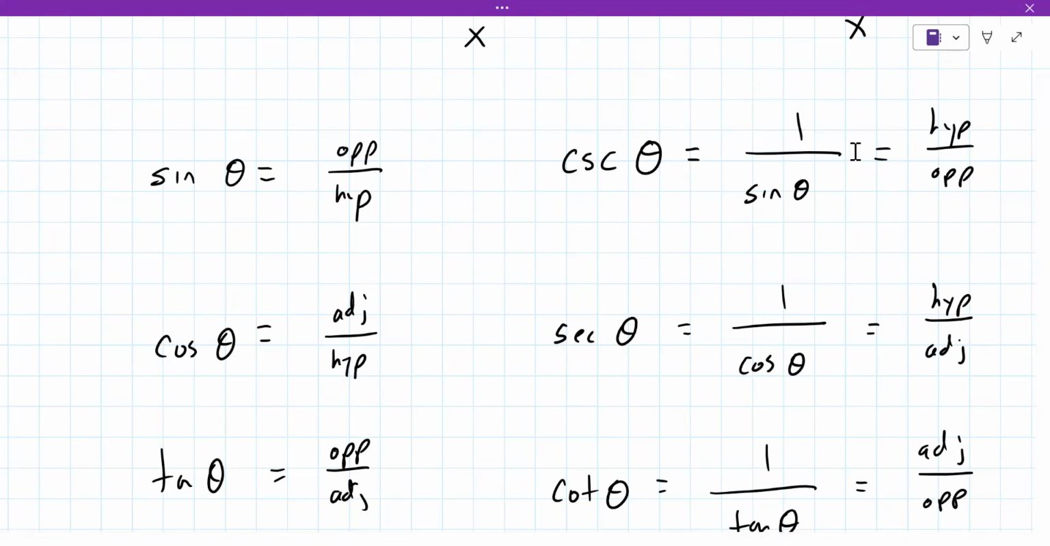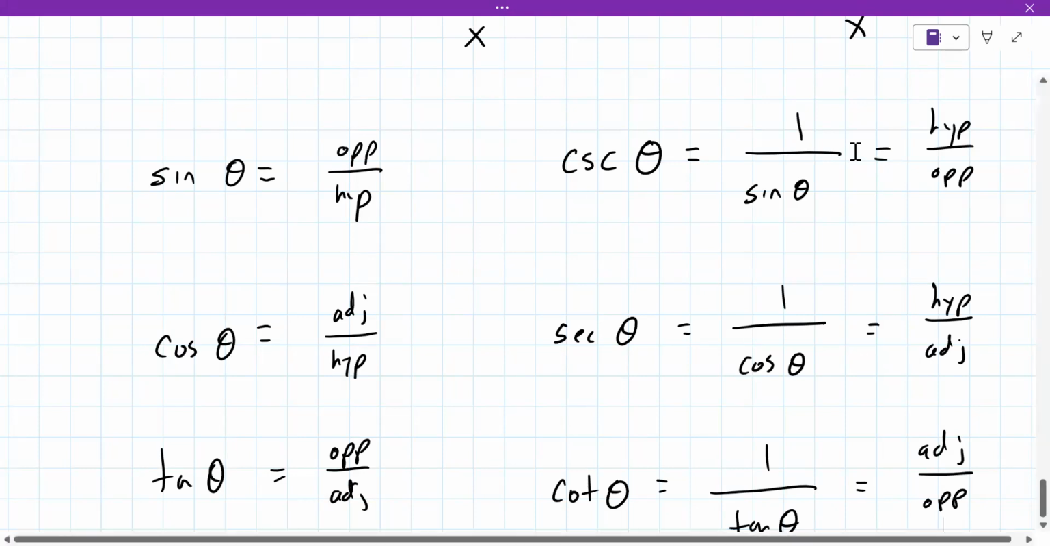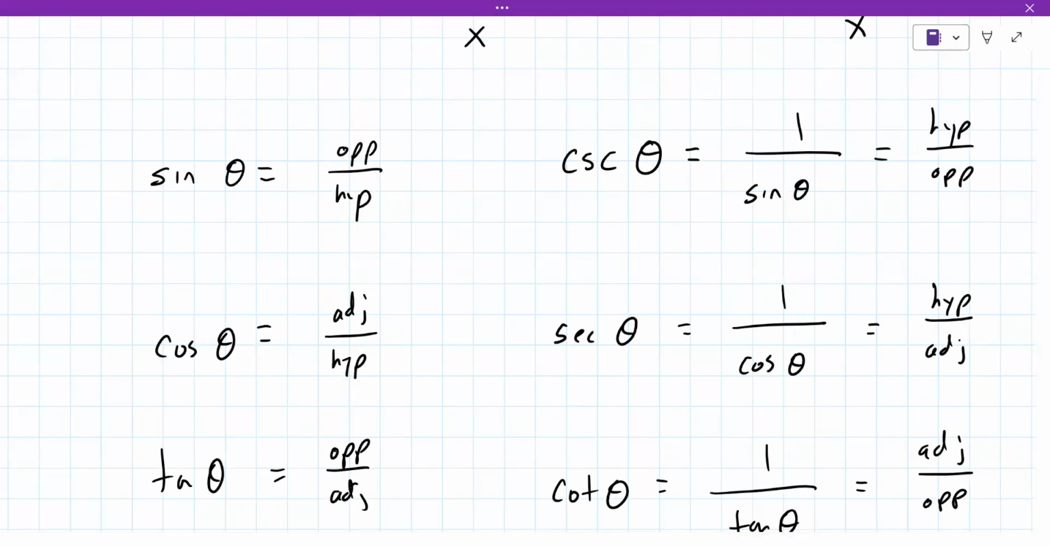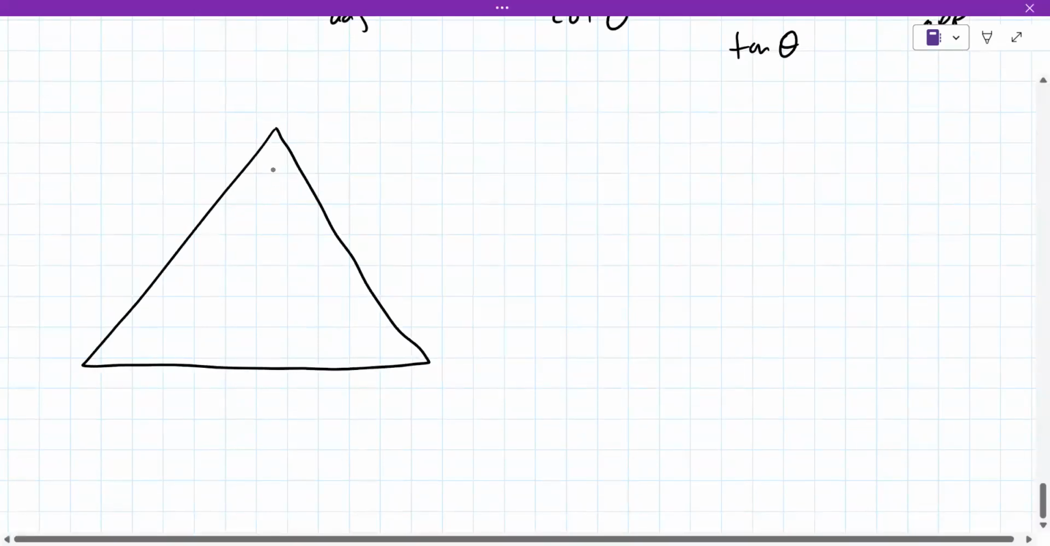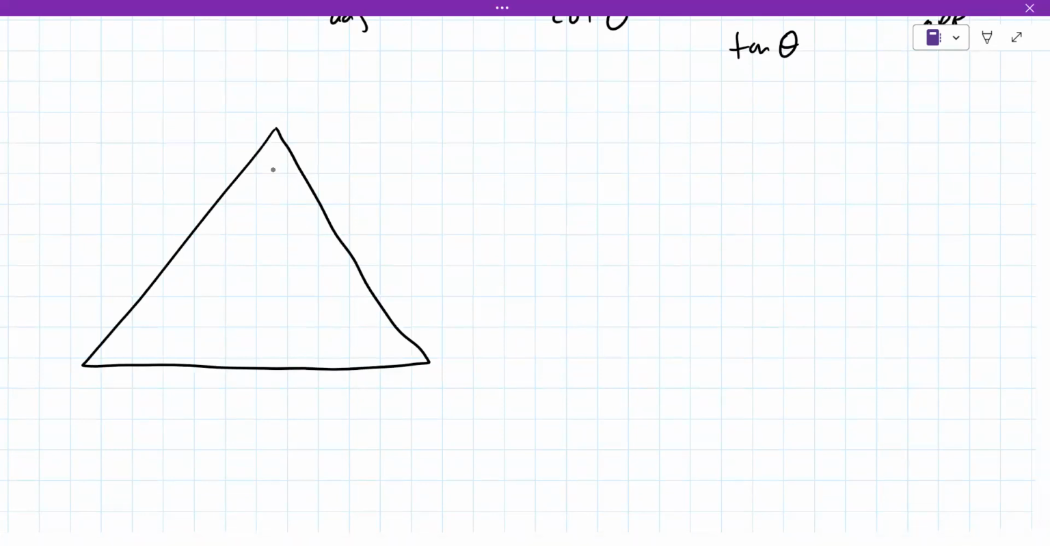So this is where I've run out of problems. Are 21, 22. Okay, so 22, 23, 24. So we need law of sines, law of cosines. So here's a triangle, non-right triangle, and let's see here. We got A, B, C, little a, little b, little c.